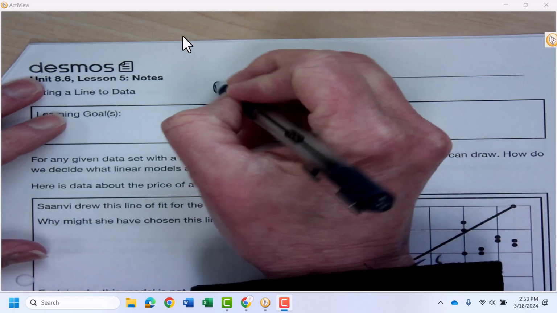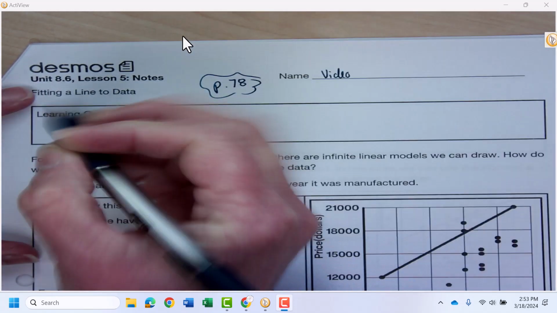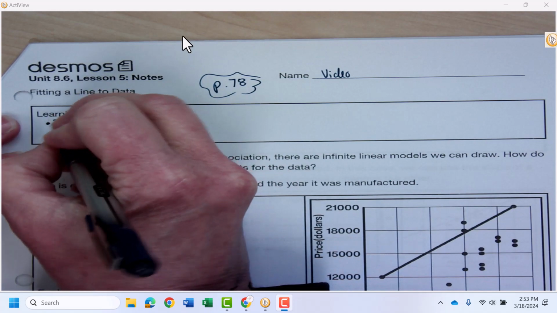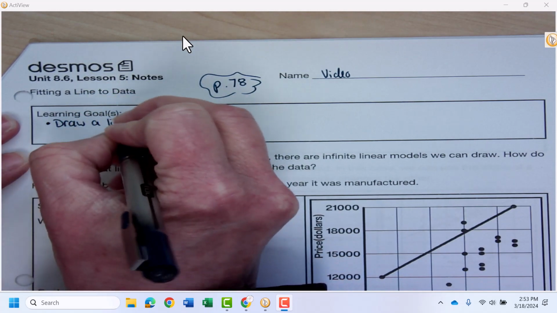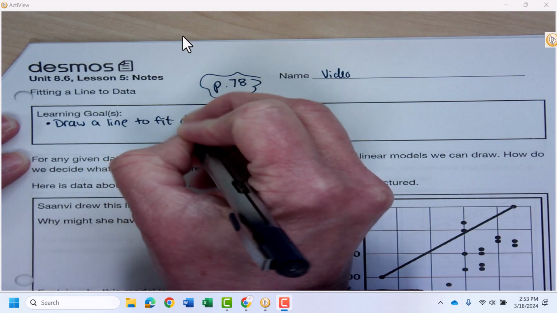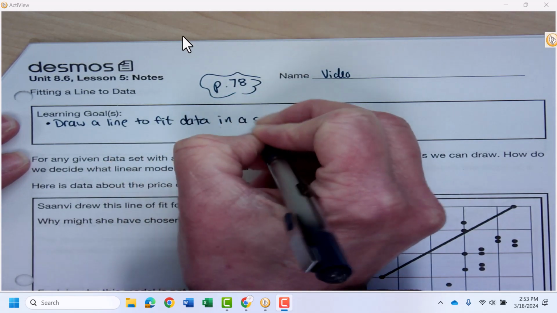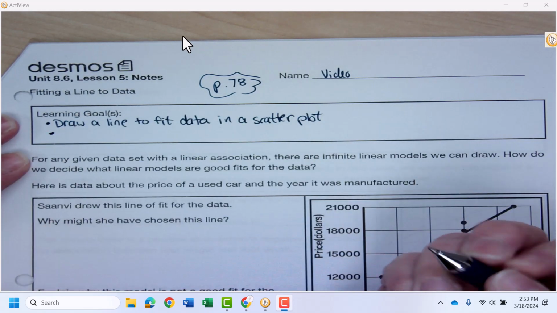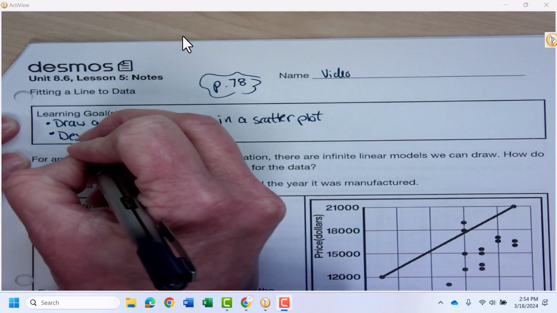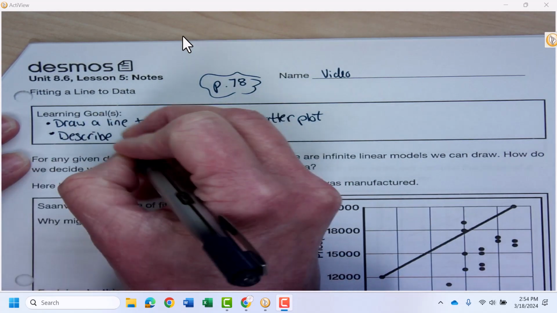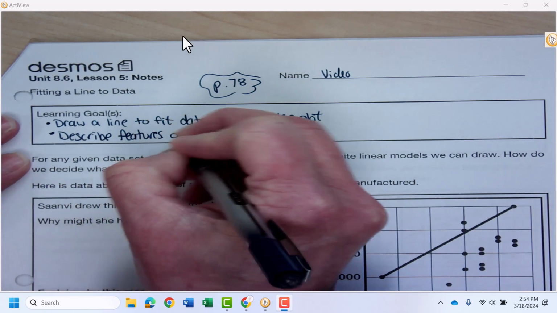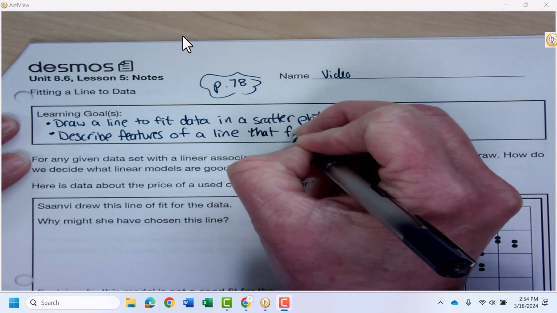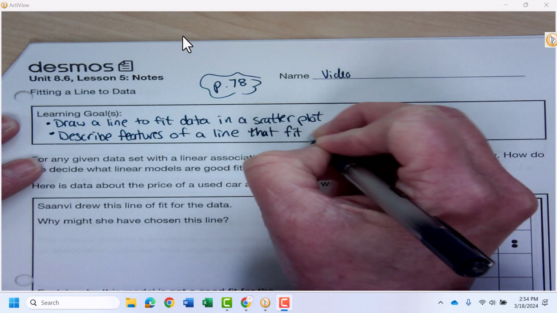We're on page 78 in your notes. Our goal today was to draw a line to fit data in a scatter plot, and also describe features of a line that fits data well.